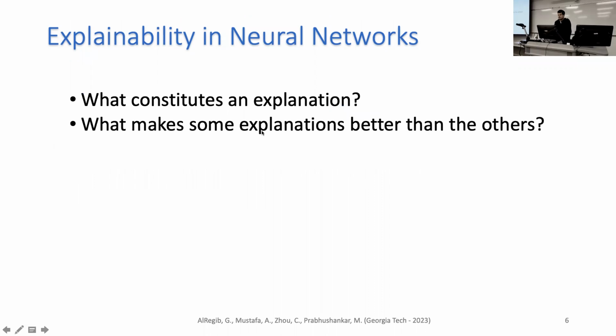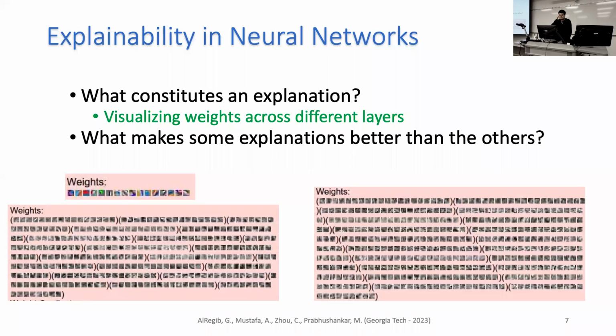So today we'll be looking at these two questions: what constitutes an explanation and what makes some explanation better than others. Now, this is not a new topic. So if I were to go from recap from last time, we actually answered this question, or we at least answered a part of this question. What constitutes an explanation? Well, it can be visualizing weights across different layers. Now, this may be helpful for a few people, may not be helpful for a few people, but either way, it's basically the explanation that we went with, saying that if you know what the weights need to look like, then you have an explanation as to what a neural network is doing.